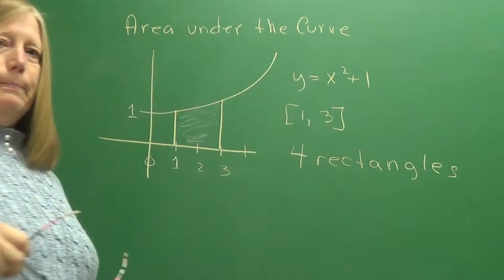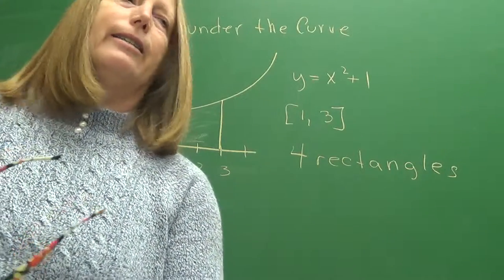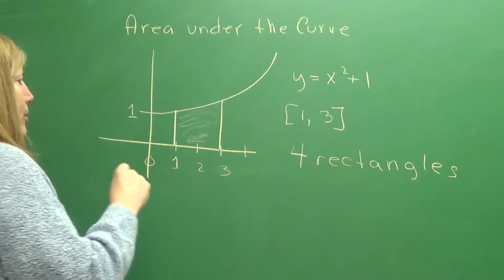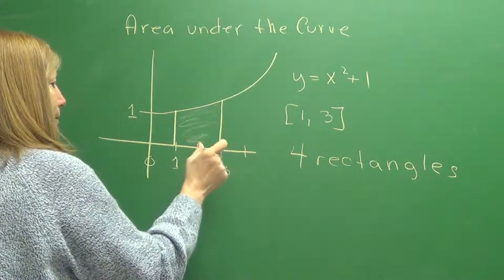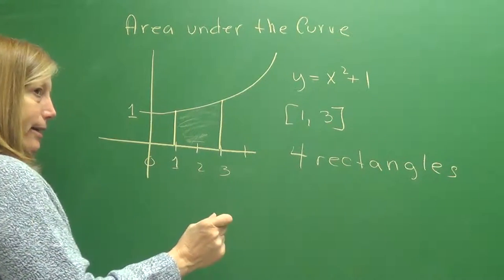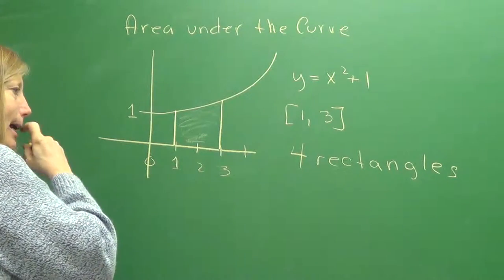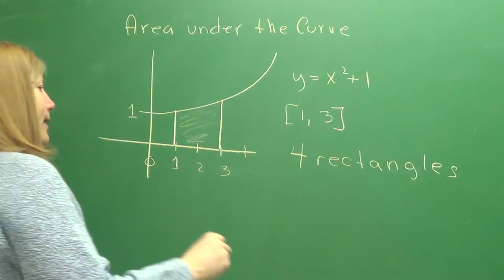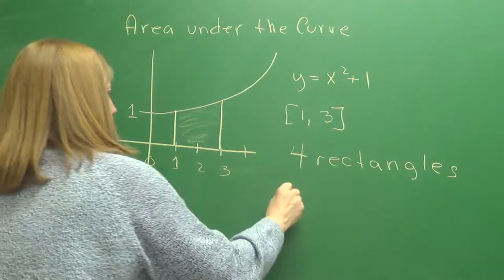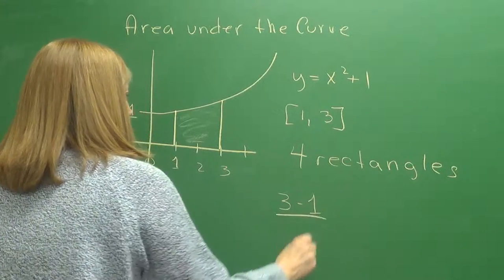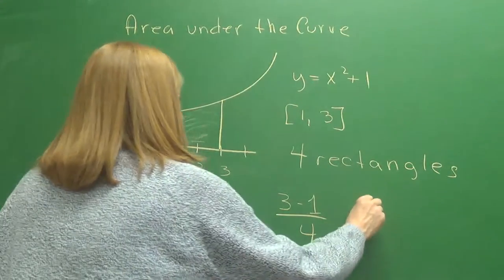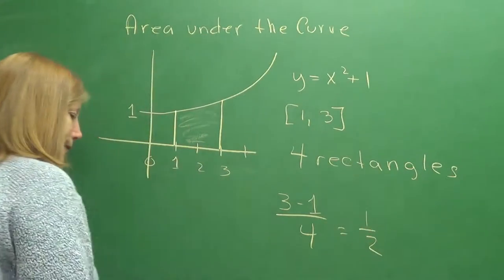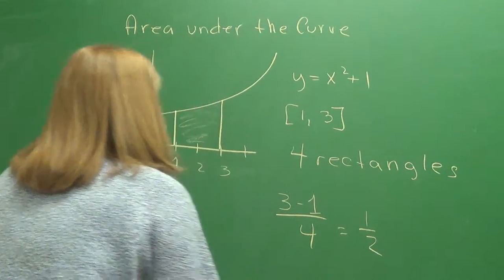Is that showing up? All right, in order to do this, I'm going to divide this equally into 4 rectangles of equal width. So to figure out how wide each one will be, I take the interval 3 minus 1 and divide it by 4. And that tells me that each of my rectangles is going to have a width of 1/2.